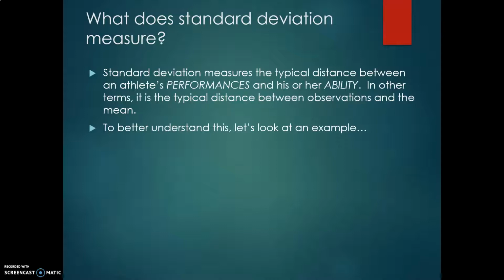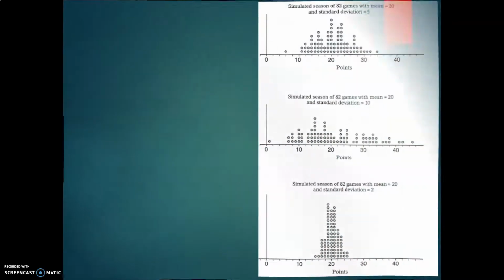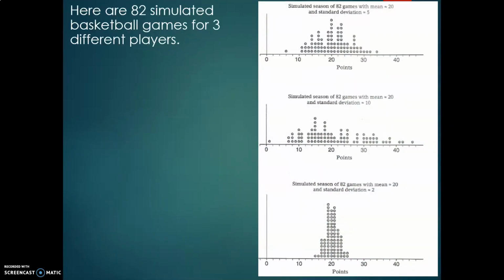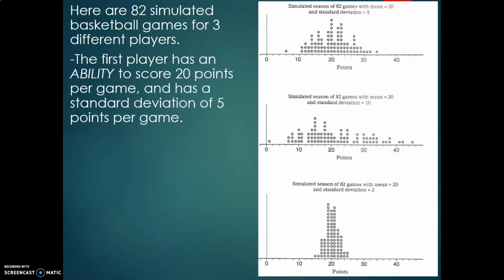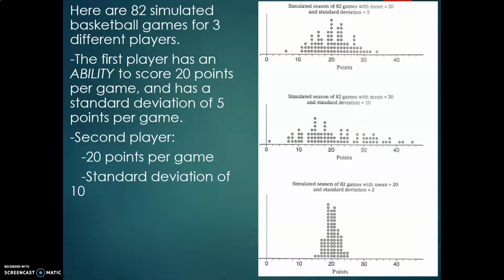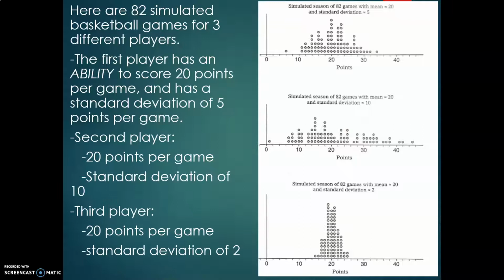To better understand this, we're just going to take a look at an example and talk about how it works. Here we have 82 simulated basketball games for 3 different players. Player 1's ability to score is 20 points per game, and he has a standard deviation of 5 points per game. The second player also averages 20 points per game, but has a standard deviation of 10. And our third and final player also averages 20 points a game, but has a standard deviation of only 2.